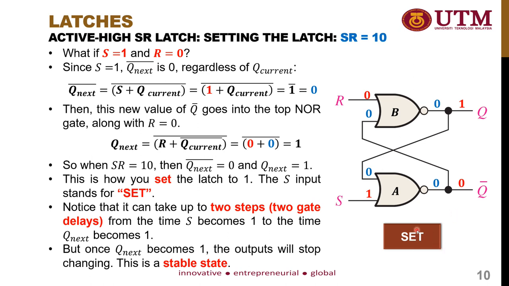Okay, so in order for you to know what is a stable and what is not a stable state, you can just see from the Q and Q bar. So if you see the value of Q equals 0 and Q bar is also equal to 0, or Q equals 1 and Q bar equals 1, it is not stable because it doesn't fulfill the condition of Q and Q bar, because Q bar is the complement value of Q. So it cannot be the same.